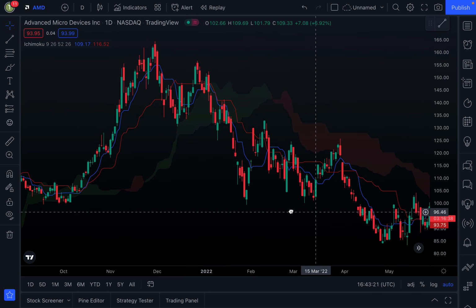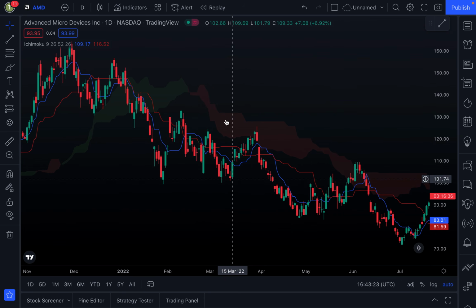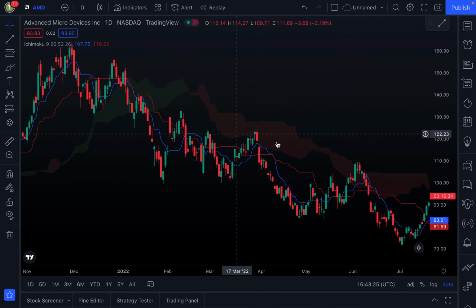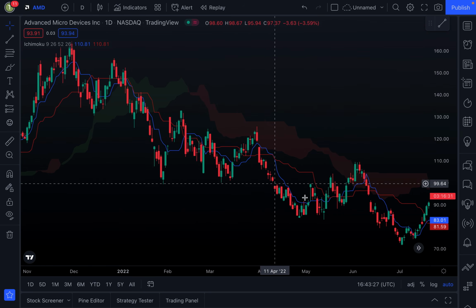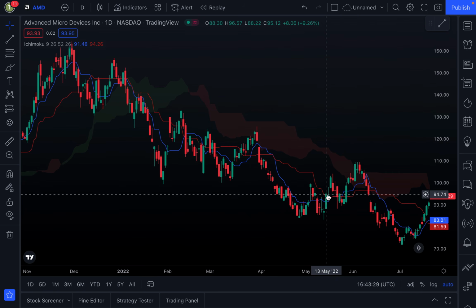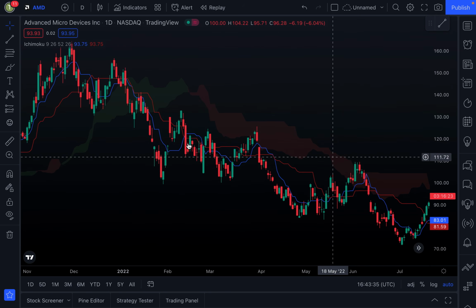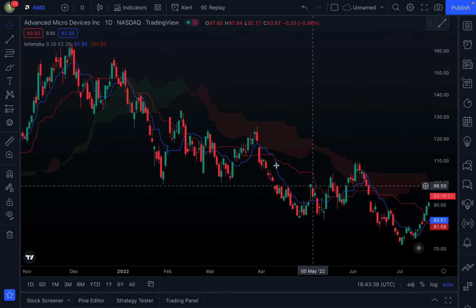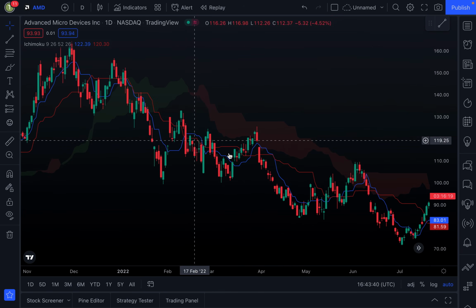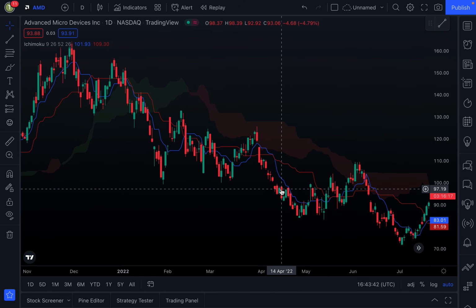Now, on the other hand, when the cloud is red, like you see here, and the price is below the cloud, this lets us know that the stock is in a strong downtrend. So during this time period, the cloud was red, and price was underneath it, staying underneath it. AMD was in a strong downtrend during this time period.